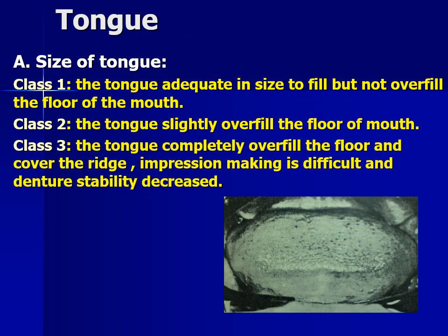Well, the tongue, you should look for the size of the tongue, which is very important. We have three classifications. A class 1 tongue is normal, adequate in size, but does not overfill the floor of the mouth. A class 2 tongue slightly overfills the floor of the mouth, and a class 3 tongue is very huge, overfilling the floor and covering the ridge. Impression making is very difficult, and denture stability is compromised and decreased.